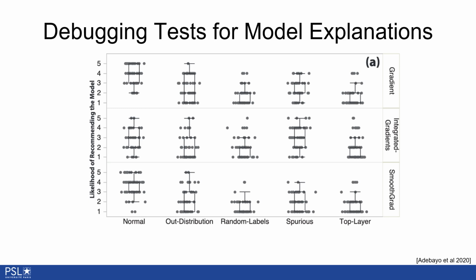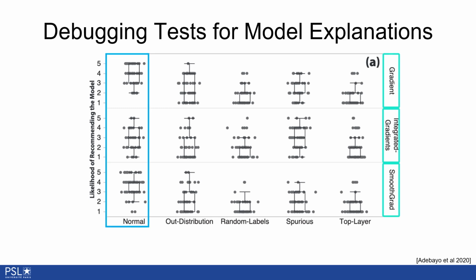As a reminder, the first question the subjects were asked was to rate each model, specifically to give a score indicating how likely they would be to recommend the model. This figure shows all the results. The different rows correspond to the three different methods for computing saliency maps: vanilla gradients, integrated gradients, and smooth grad. The first column on the left is the normal model without bugs. The other columns show results for models in which different types of bugs were introduced.